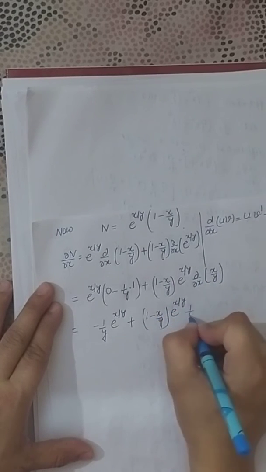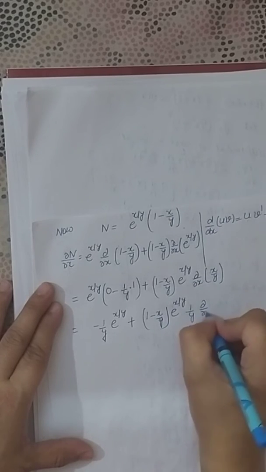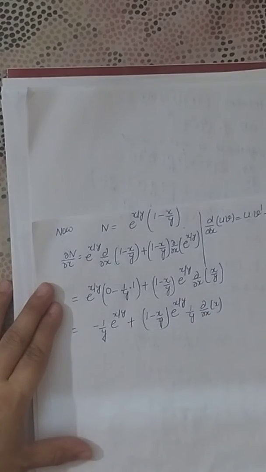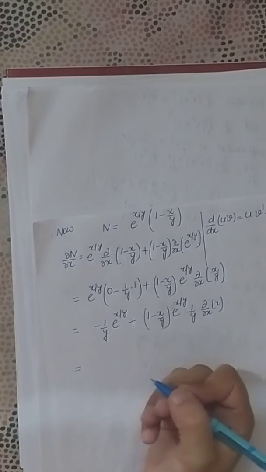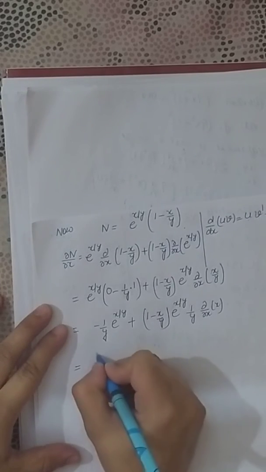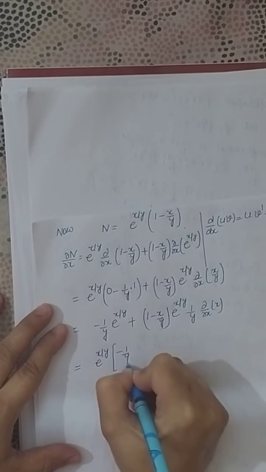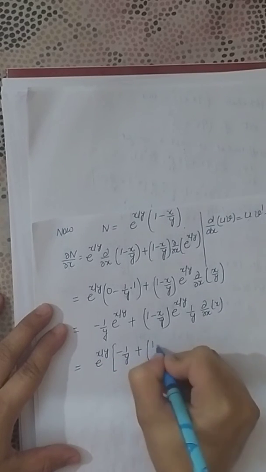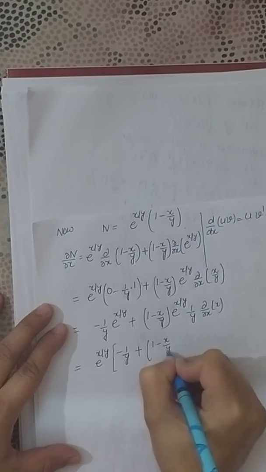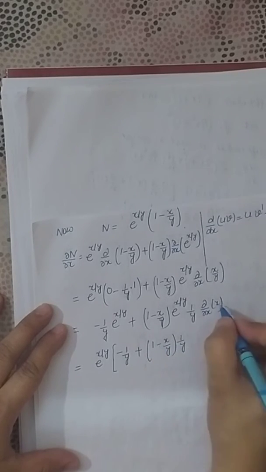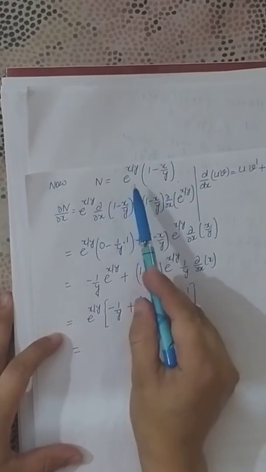Now here y is constant, I take it outside. Partial derivative with respect to x of x is equal to e power x over y, I take it as common, minus 1 over y plus 1 minus x over y into 1 over y, derivative of x with respect to x is 1. Now I repeat it again.